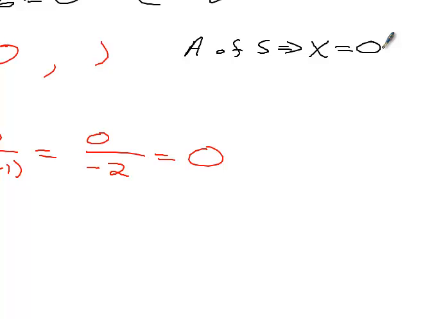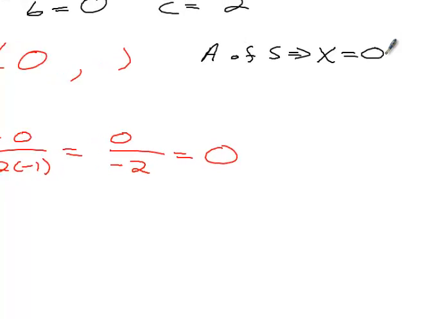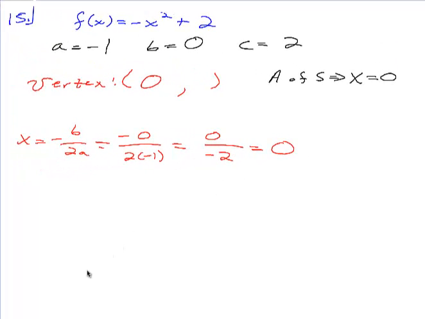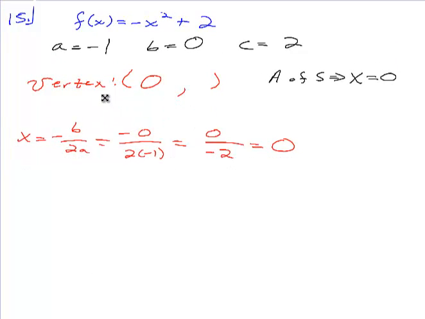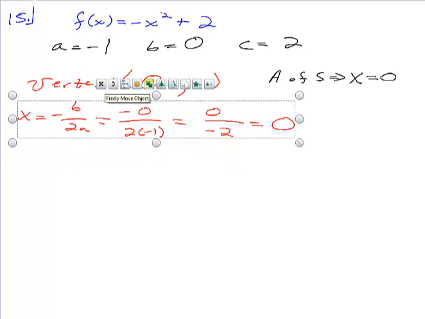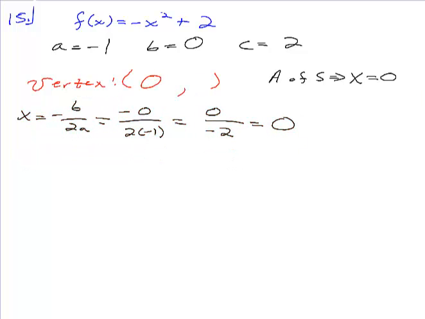All right, so how do I find the y-coordinate? What do I do? Okay, plug your x-coordinate back into the original equation. So I'm going to take f of, what's my x-coordinate? 0. And wherever I see x, I'm going to replace it with 0.